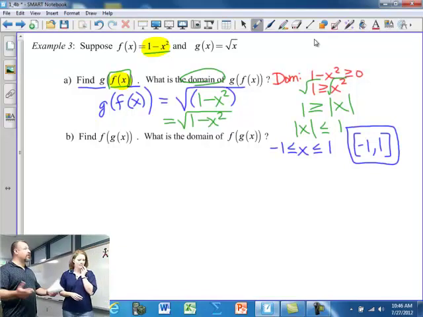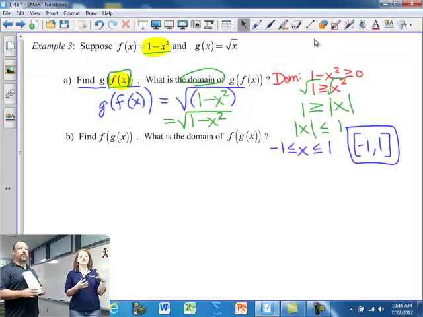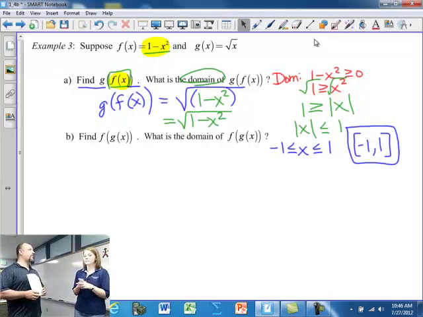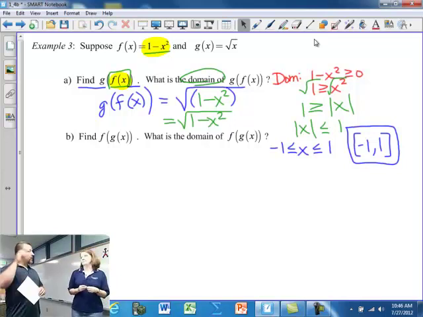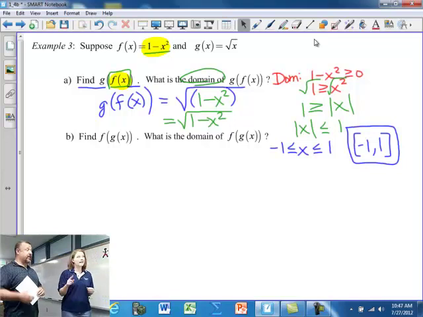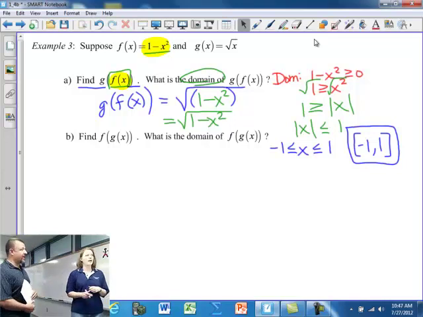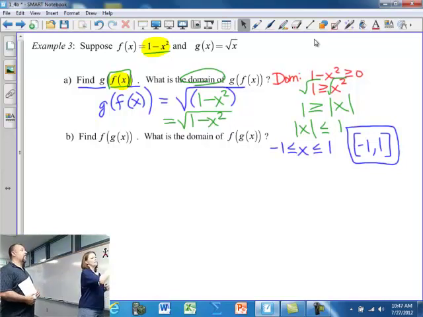Kind of weird. All right, and if you ever graph this, you'd actually see the top half of a circle with a radius of 1. And for right now, if you're not comfortable with domain, you can check your answer by graphing it. However, you probably won't get that calculator on the test, so don't just rely on it. Keep throwing these domain questions at you, though.